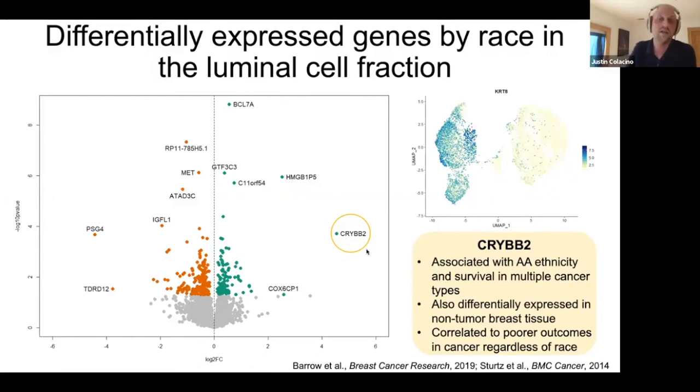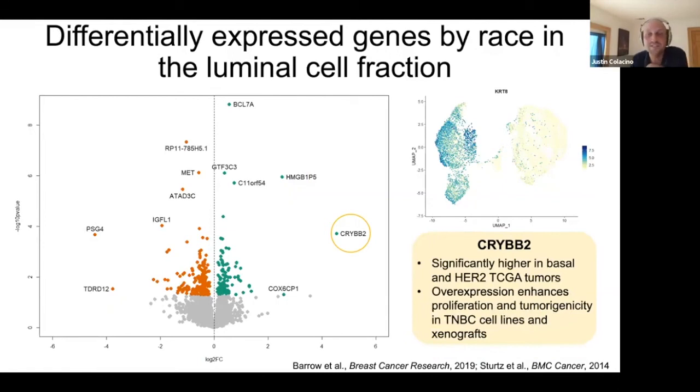So one is this gene CRYBB2, which has previously been associated with African American ancestry and ethnicity and survival in multiple cancer types. This is about 15 times upregulated in African American cells. It's also correlated with poorer outcomes in cancer regardless of race. Tends to be higher expressed in basal and HER2 breast cancers.